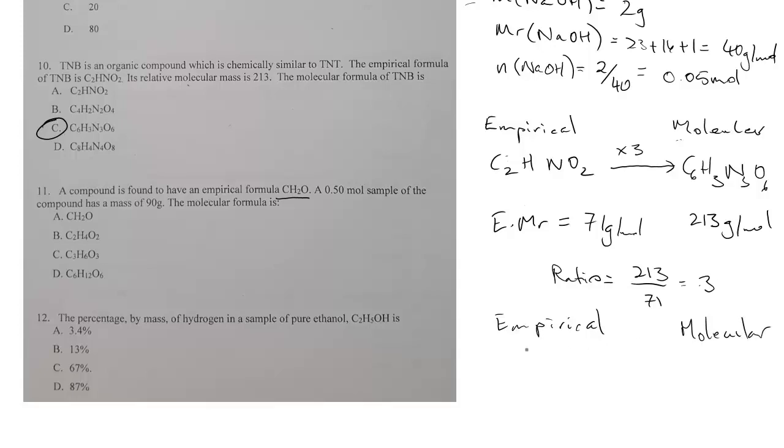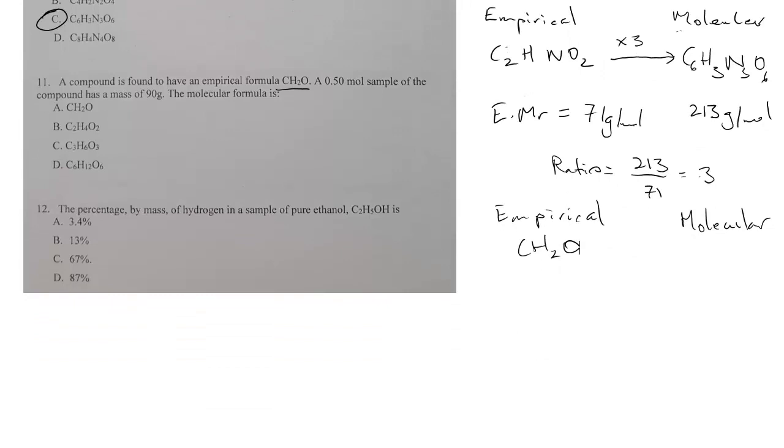Okay, so we have CH2O, and we don't know a molecular formula. So that's the point of this question. We still need to find the empirical molar mass. So 12 plus 2 plus 16 gives us 30 for our empirical molar mass.